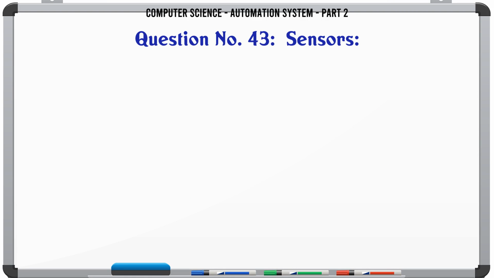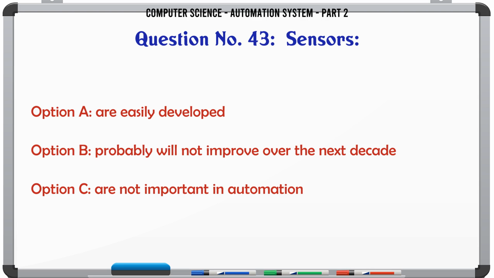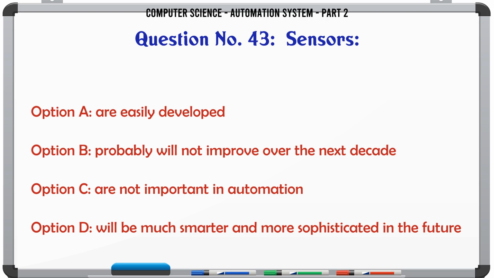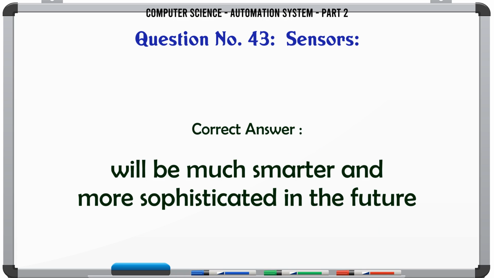Sensors: A. are easily developed. B. probably will not improve over the next decade. C. are not important in automation. D. will be much smarter and more sophisticated in the future. The correct answer is will be much smarter and more sophisticated in the future.